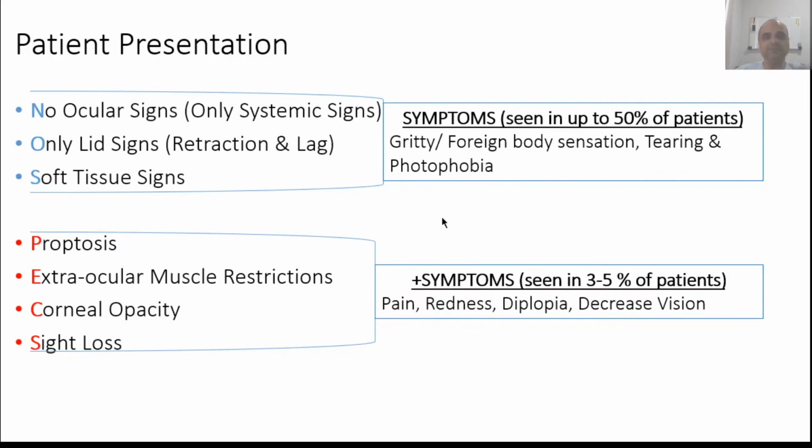So many patients might not even present at all, in spite of the fact that they have a thyroid eye disease, because the presentation is so mild. So these are mild to moderate to severe disease signs: proptosis, extraocular muscle restriction, corneal opacity, sight loss. And the symptoms associated with this are going to be the symptoms the patient is already experiencing, and on top of that, pain, redness, diplopia, and decreased vision.